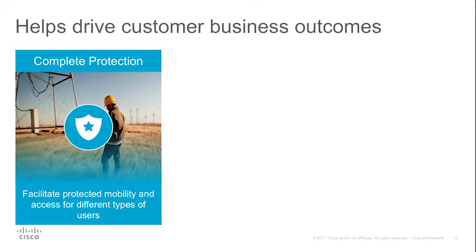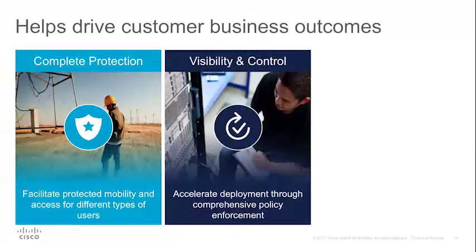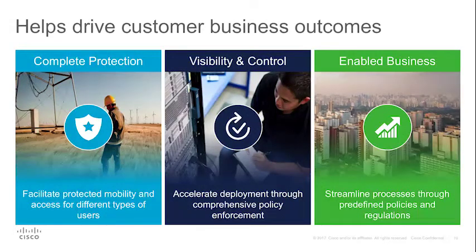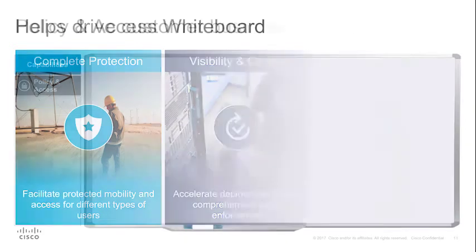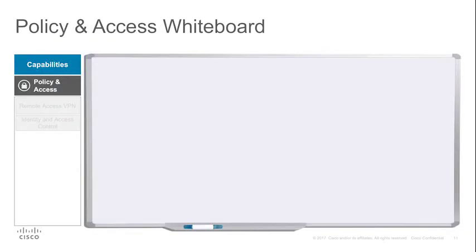Cisco's policy and access solution facilitates protected mobility and access for different types of users. It accelerates deployment through comprehensive policy enforcement and streamlines processes through predefined policies and regulations. Together, these solutions provide business flexibility and deliver enhanced protection against attacks. This whiteboard provides a simple outline of how Cisco policy and access components work together and is meant to be illustrative and be leveraged in your customer conversations.